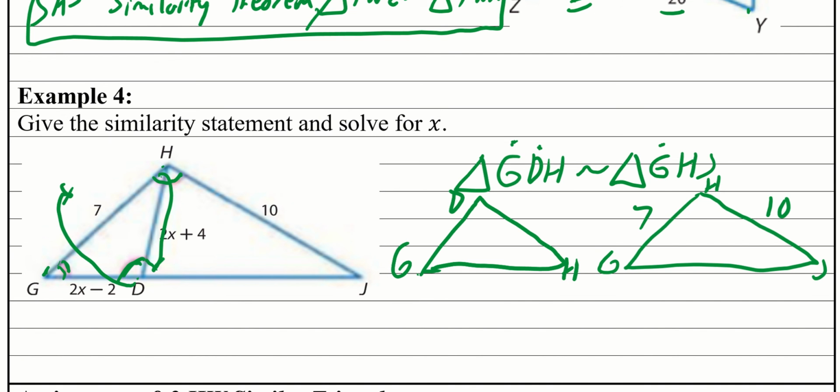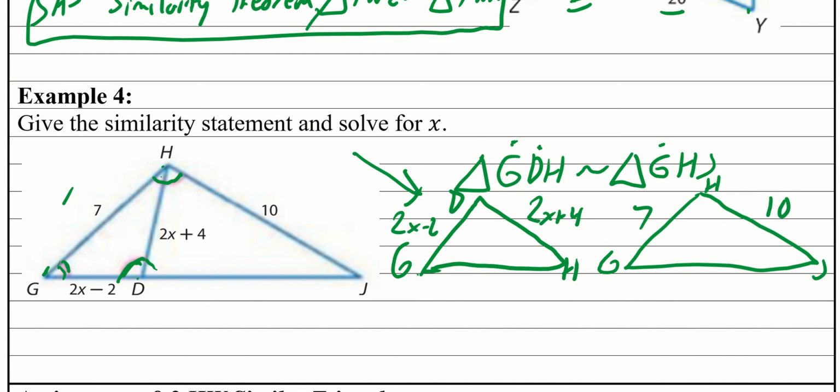And so now when I go to write in my side lengths, I know I have GD, which is 2x minus 2, and then DH, which is 2x plus 4. And if I gave you this problem, it's a lot simpler, okay? This is where I said the difficult part comes in. We have to be able to know how to swap this triangle around so that they look the exact same.